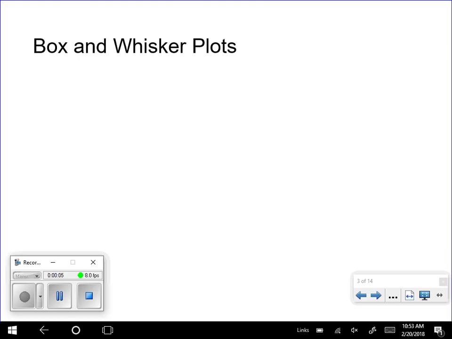Today, continuing with our data unit, we're going to look at box and whisker plots. We're actually going to make some, and we're going to try to interpret some of them as well. You may have heard of them, you may not have made them, it might have been a while, kind of depends, but we'll make sure we cover everything to make sure you understand box and whisker plots.